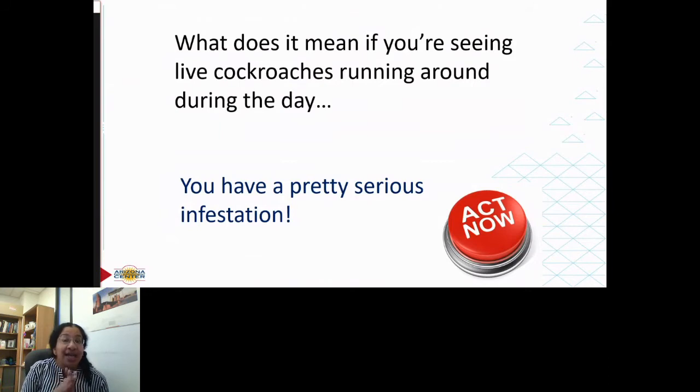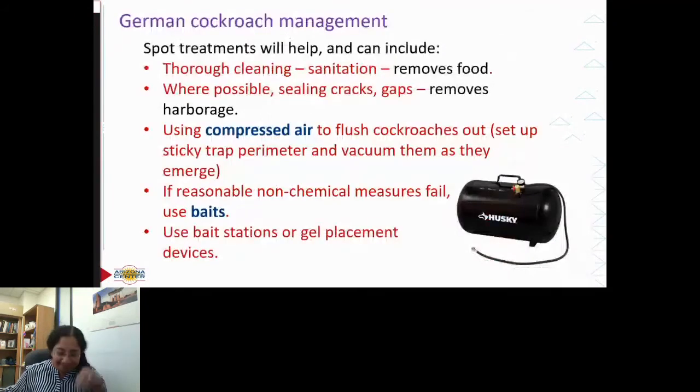So if you're seeing live cockroaches running around during the day, any stage, not only adults, even nymphs, what does it mean? It means you have a pretty serious infestation. So that's an indication for us, right? That's something we can use. Okay. So next I'll go over some of the aspects of German cockroach management.